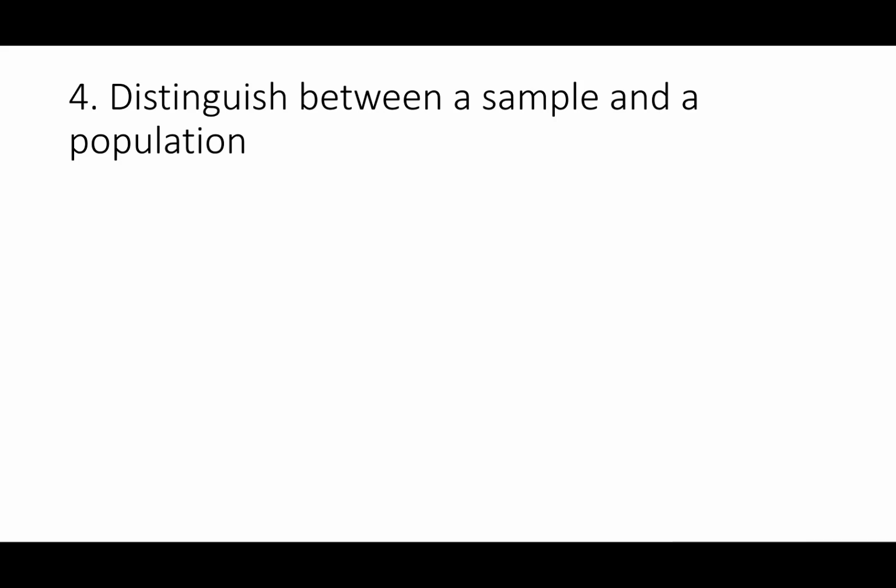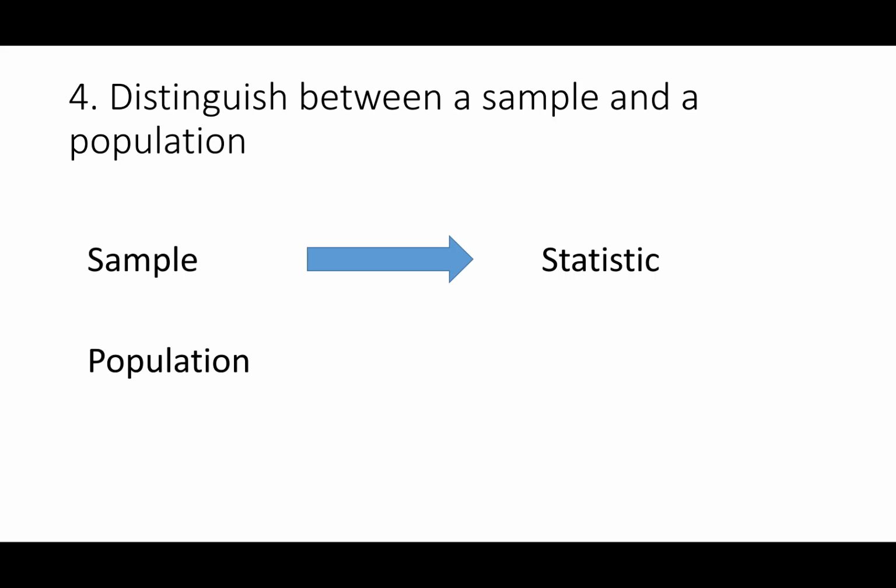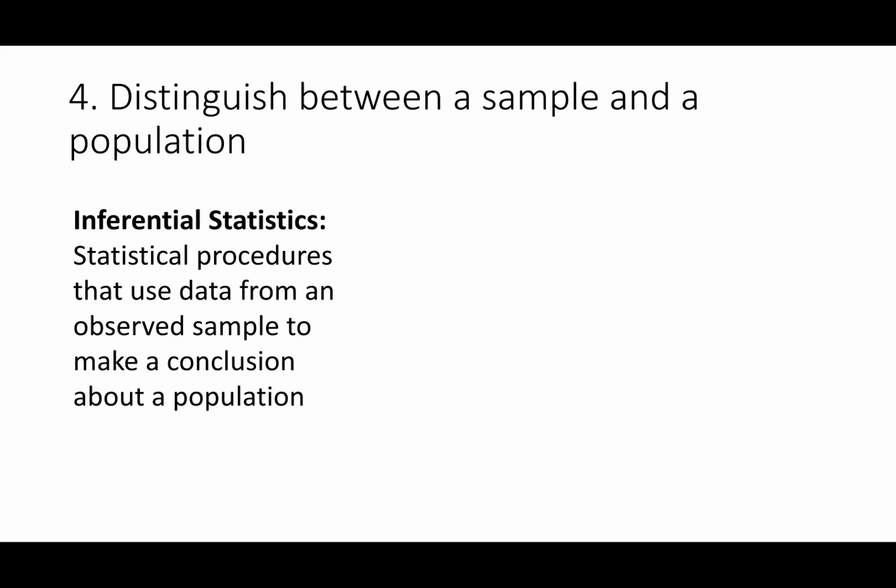Values concerning a sample are referred to as sample statistics. Values concerning a population are referred to as population parameters. Starting in Lesson 4, we'll be studying inferential statistics. These are statistical procedures that use data from an observed sample to make a conclusion about a population.